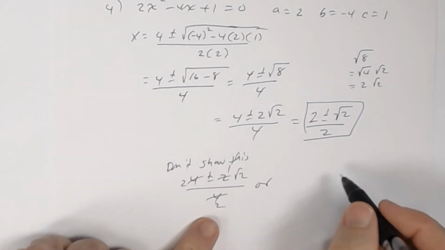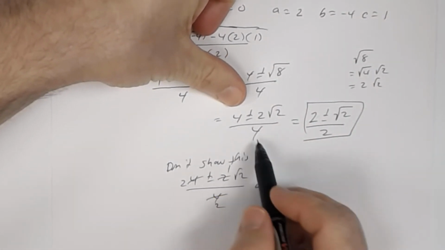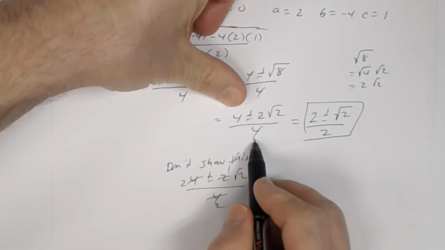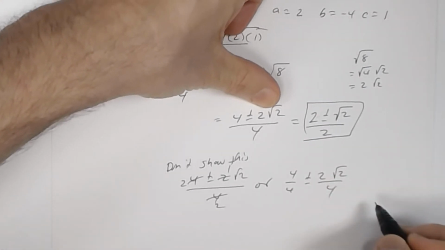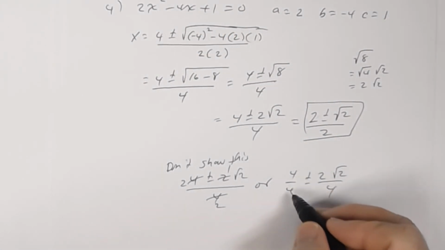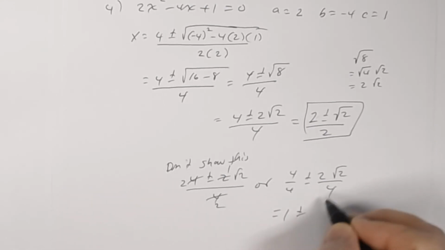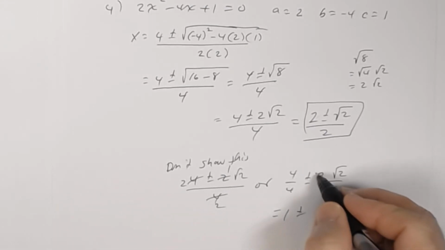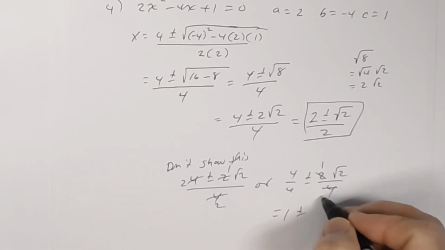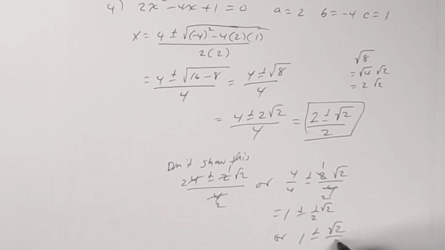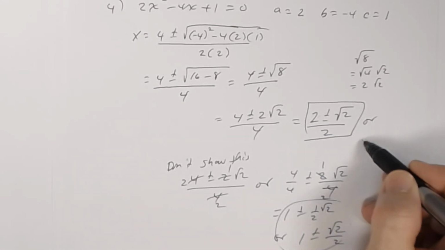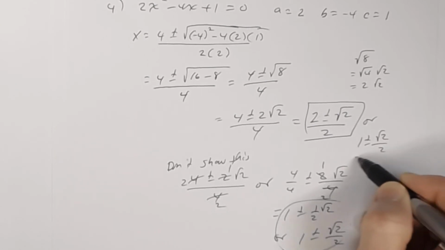Now, you could have also done this. You could have said, well, I'm going to write these as 2 separate fractions. So in other words, 4 divided by 4 plus or minus 2 square root of 2 divided by 4, and then reduce each of these. So 4 divided by 4 is 1. Plus or minus, these two are both divisible by 2. So 2 into 2 is 1, 2 into 4 is 2. So I get 1/2 square root of 2. Or you can say 1 plus or minus the square root of 2 divided by 2. Either one of those is fine.